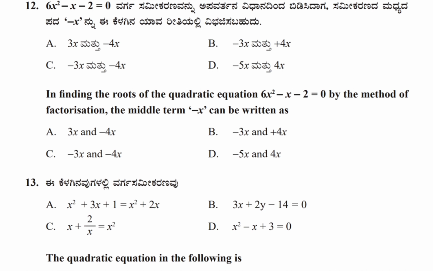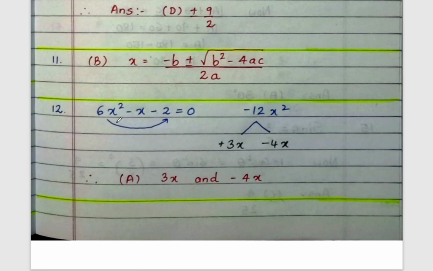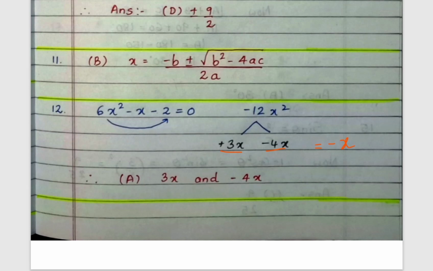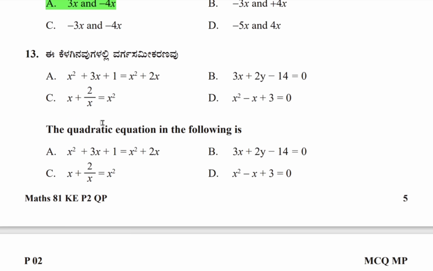Next question, in finding the roots of the quadratic equation 6x square minus x minus 2 equals 0, we need to find how x can be expressed. Multiply the first and last term, we get minus 12x square, which can be expressed as plus 3x and minus 4x. If you add, we get minus x. If you multiply, you will get minus 12x square. Therefore, the correct answer is option A, 3x and minus 4x.